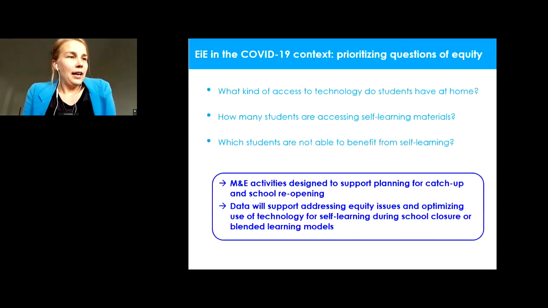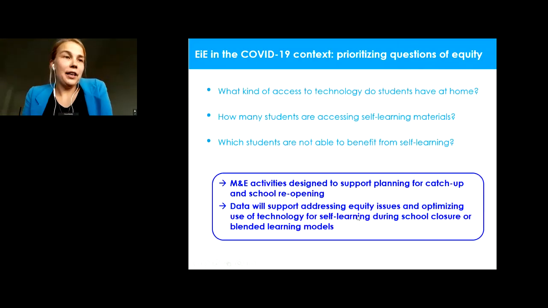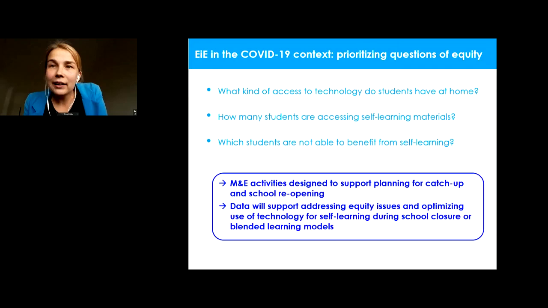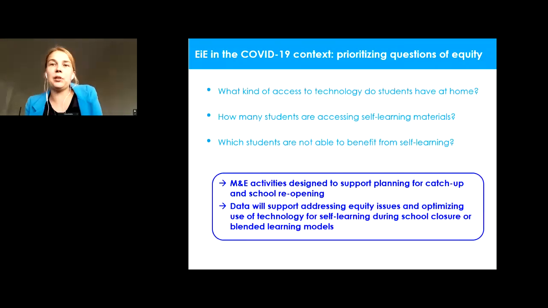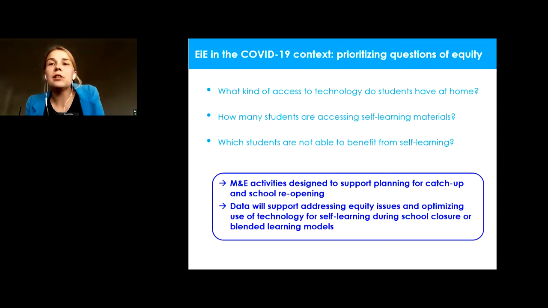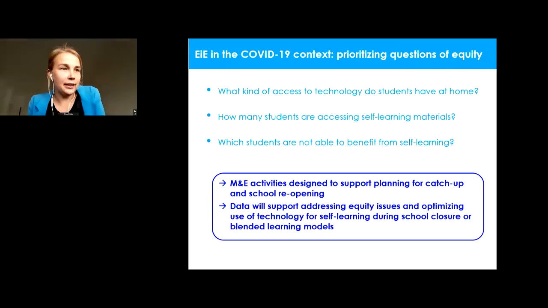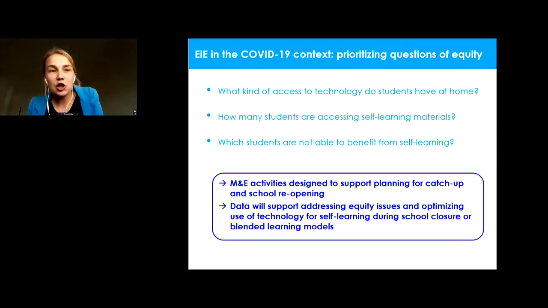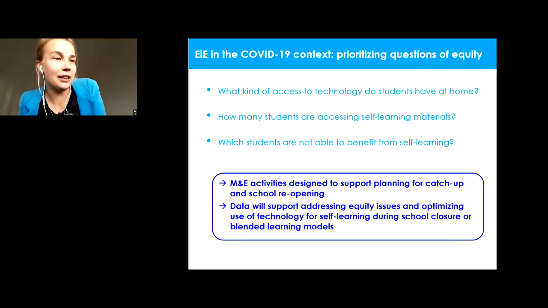And so as shown in the diagram, our questions of equity have been our main priority so far in our COVID-19 response. What kind of access to technologies do students have at home? How many students are accessing our self-learning materials? And critically, which students are not able to benefit from self-learning? This information, as we've stated all along in the presentation, is linked to our programmatic work. So this can inform our planning for catch-up programs, school reopening, and optimizing our use of technology.